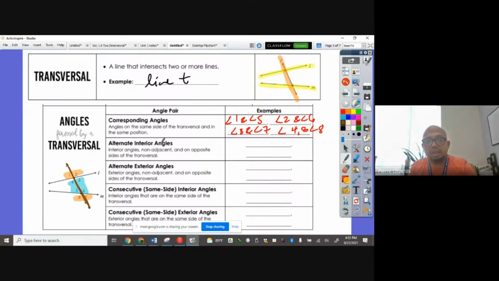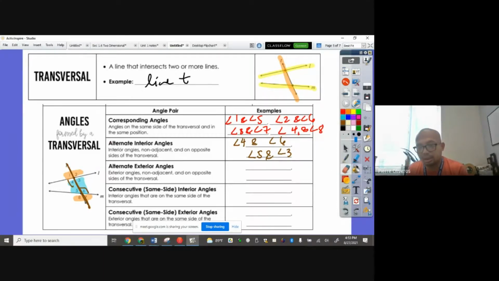So an alternate interior pair will be, let's say, angle 4 and 6, because both of them are on separate sides of the transversal line. So it will be angle 4 and angle 6 and angle 5 and angle 3. So the partner of angle 4 as an alternate interior angle will be angle 6. A partner of angle 3 as an alternate interior will be angle 5.